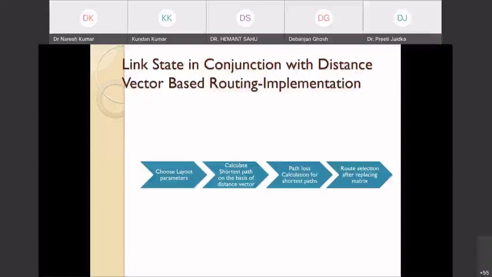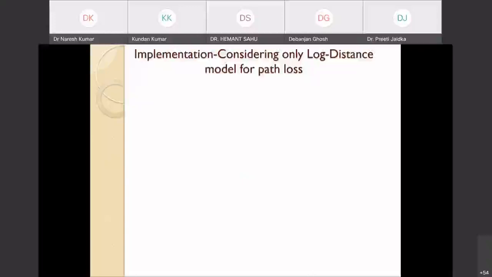And based on that propagation loss, we implemented link state in conjunction with distance vector based routing. The first part was to choose layout parameters; for simplicity, a grid based model was chosen. Then we calculate the shortest path on the basis of the distance vector. Then the path loss is calculated for the shortest path. And then we select the route after placing the matrix. Then after each iteration, the route selection is done.